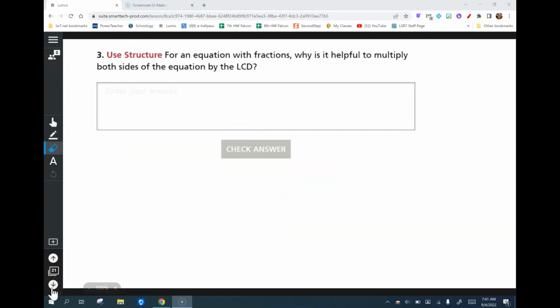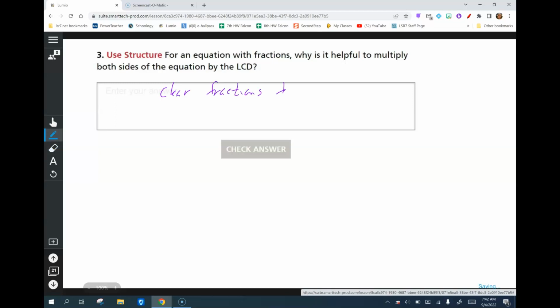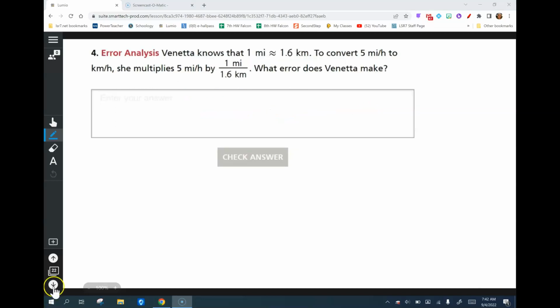So if you have equations with fractions, it's helpful to multiply through so that you can clear the fractions and have an easier equation. So you can clear the fractions to have an easier equation to solve. Okay, and again, it does not have to be the lowest, it just has to be a common denominator, especially since we all have calculators.